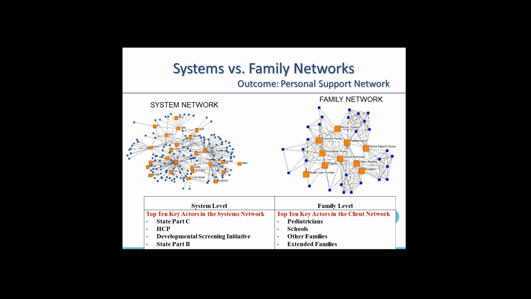So one thing we learned is there's a real difference in the conversation happening between the systems level folks and families. Families just don't connect with that system in the same way. Families tell us repeatedly that they don't really care what's happening at the systems level. They just want to be able to navigate it easily.